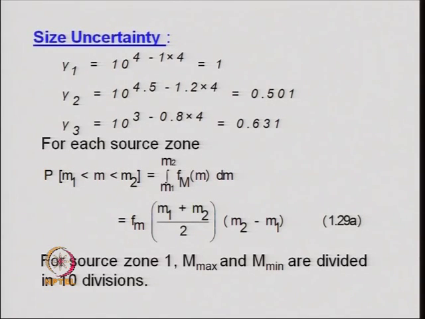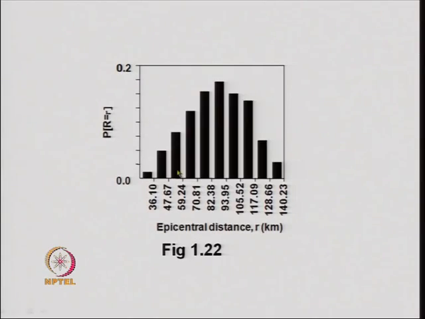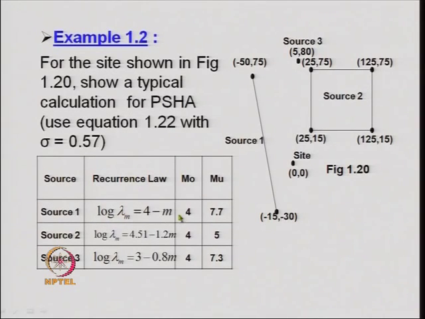Next we find out the size uncertainty. The occurrence rate of the earthquake is given by this formula. So here we get the value of A as 4 and B is equal to 1. For this, the value of A is equal to 4.51 and the value of B is equal to 1.2, and for this the value of A is 3 and the value of B is equal to 0.8, for the equation that I have written on the top.